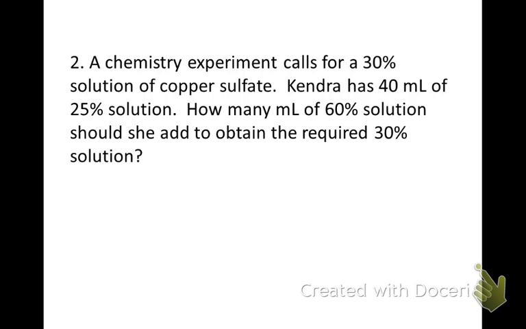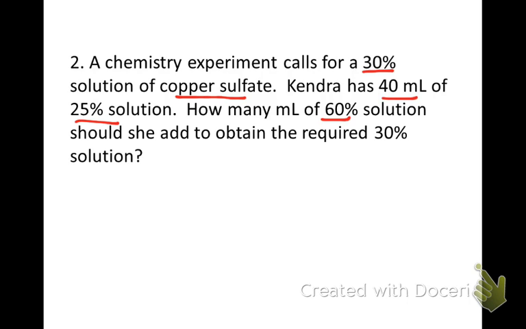So let's try another one. This is more of a type you might have in chemistry or something like that, and it's mixing solutions together. A chemistry experiment calls for a 30% solution of copper sulfate. She has 40 milliliters of 25%, and she's going to mix a stronger one with it to get the 30%. So the 60% solution she's going to pour in there to get this 30%. So we're kind of mixing a weaker and a stronger to get something in the middle of the solution.